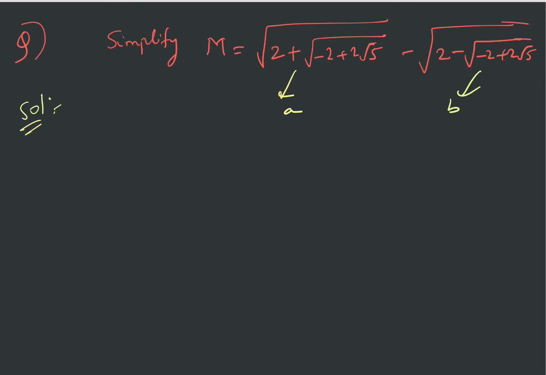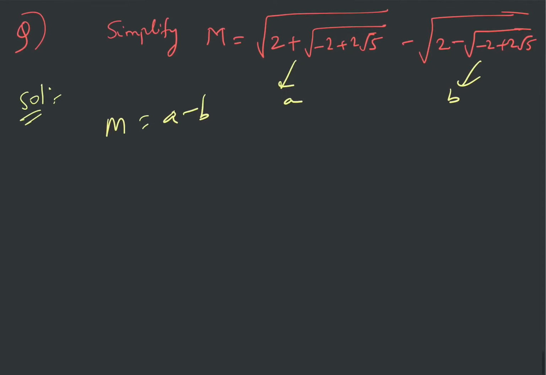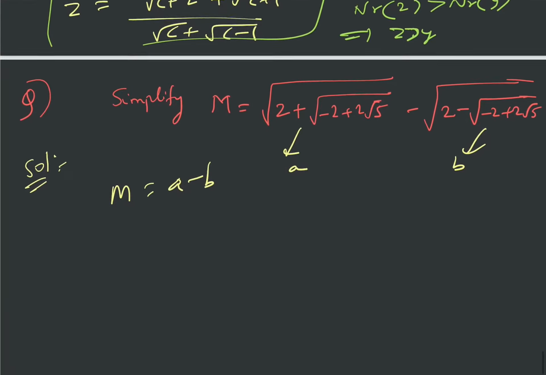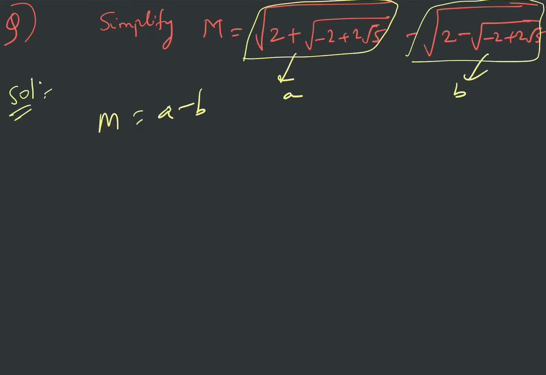So let us call this A and this B. So we want M is equal to A minus B, right? I am assuming this entire thing, including the bigger square root, as A, and this entire thing as B. Here you can see that this is 2 plus this thing and this is 2 minus the same thing, right? So let us just square A and B.